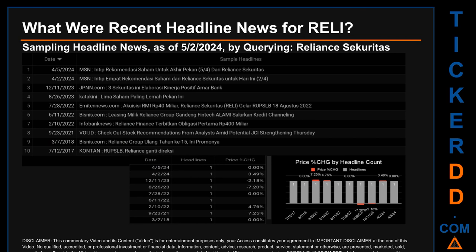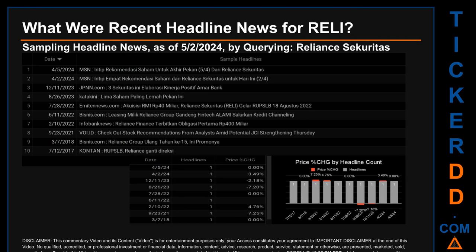What were recent headline news for RELI? Today, Thursday, May 2, 2024, I sampled one of our news aggregators for latest headlines for this ticker. I did so by searching specifically by a keyword that may appear, broadly, in the title or the body of discoverable news articles. The results show 10 unique headlines, published evenly across 10 unique dates. Publication dates spanned 2,459 days.